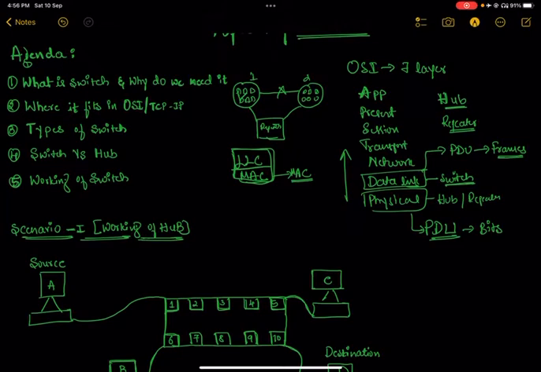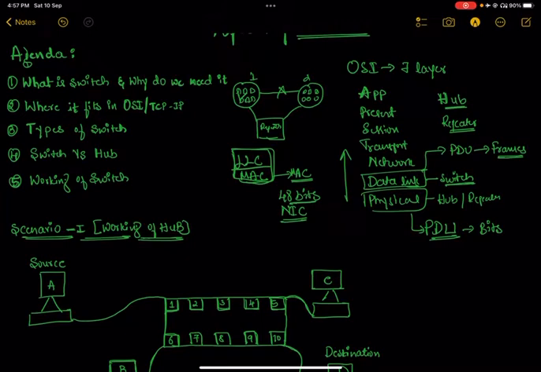Our device mainly works on the media access control address, that is, the MAC address. We also know that a MAC address is 48 bits, and it is hard coded, or let's say burnt, on our NIC card. NIC stands for network interface card. Your computer, or any network device, should possess a NIC card. Only then can it connect to the internet and communicate with its networking peers. So that is the network interface card, and this is the MAC address.